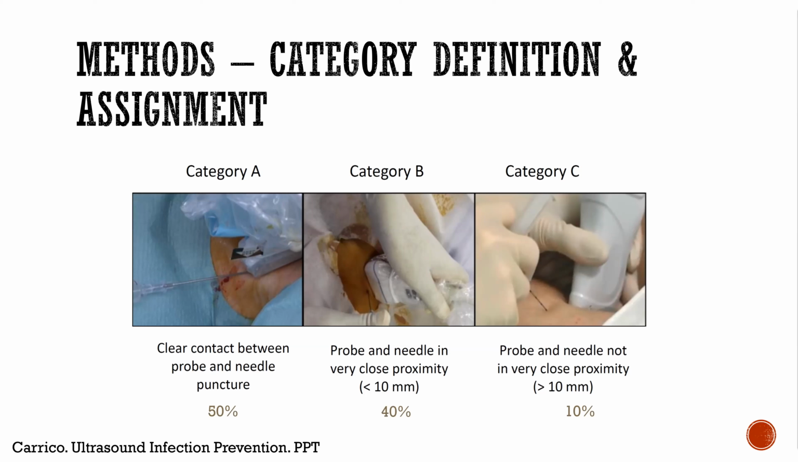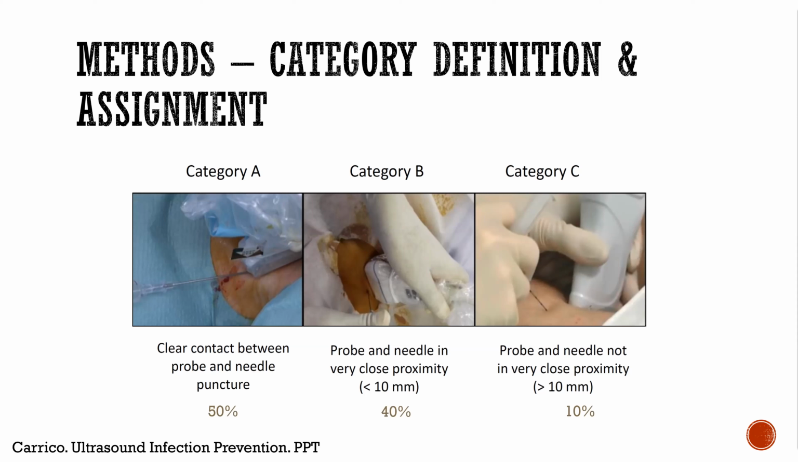What was very interesting is that most of the procedures that they reviewed fell into category A. So there was clear contact between the needle and the puncture site. And then she found that 43% of biopsies fell into category A and 48% fell into category B. So again, very close proximity, less than 10 millimeters.